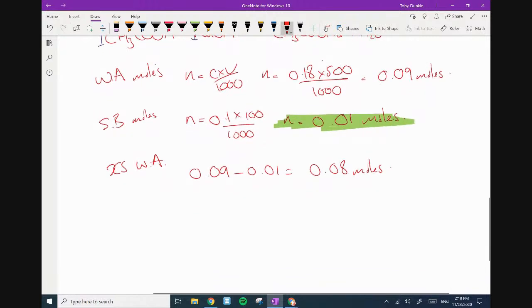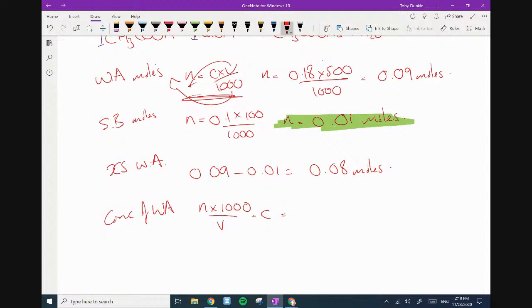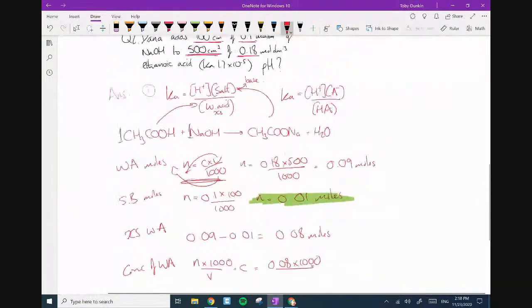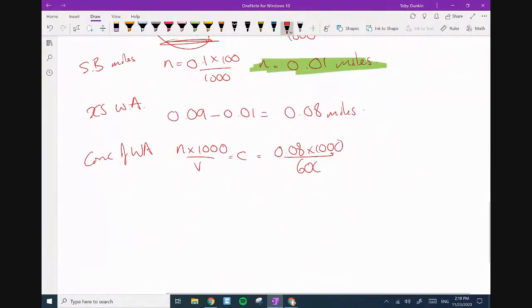Right, now we need to convert to concentration. So concentration of weak acid excess is going to be number of moles times 1,000 over V equals C. So I've got 0.08 moles times 1,000. What is the new total volume? How much did she use? 600. That's an easy step to miss. So 0.08 multiplied by 1,000 divided by 600 gives me 0.133 moles per dm cubed.